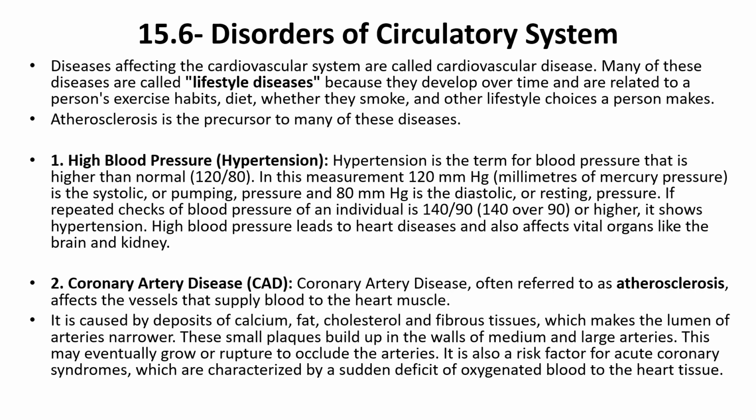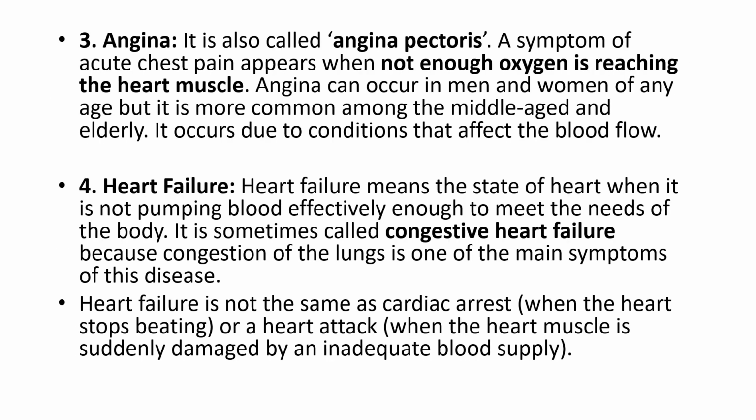The second is high blood pressure, hypertension. Normal blood pressure is 120 by 80, and if the individual's pressure is more than 140 by 90, then it is called hypertension. High blood pressure leads to heart disease and also affects vital organs like the brain and kidney. Angina is also called angina pectoris. It is chest pain because not enough oxygen is reaching the heart muscle.